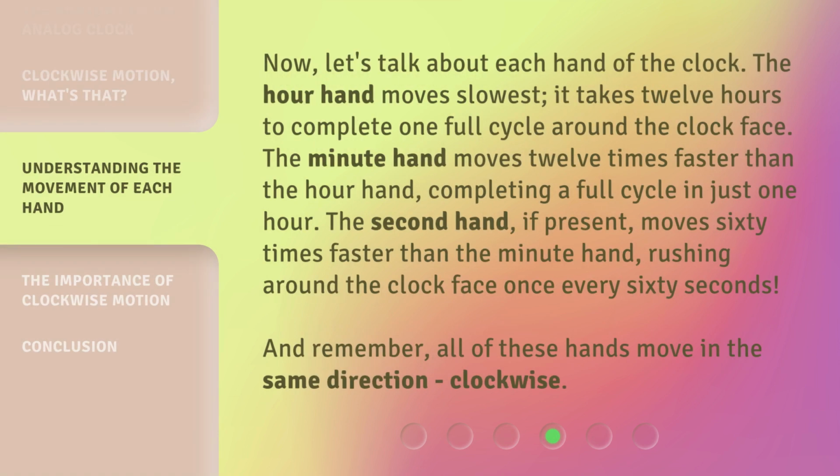Now, let's talk about each hand of the clock. The hour hand moves slowest. It takes 12 hours to complete one full cycle around the clock face. The minute hand moves 12 times faster than the hour hand, completing a full cycle in just 1 hour. The second hand, if present, moves 60 times faster than the minute hand, rushing around the clock face once every 60 seconds. And remember, all of these hands move in the same direction, clockwise.